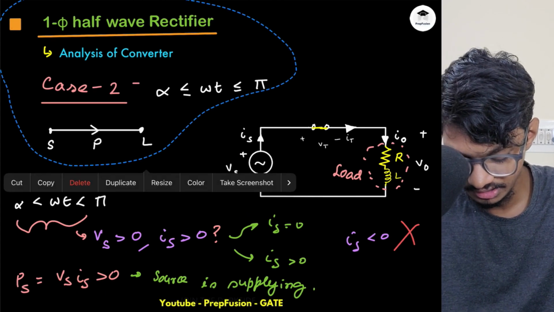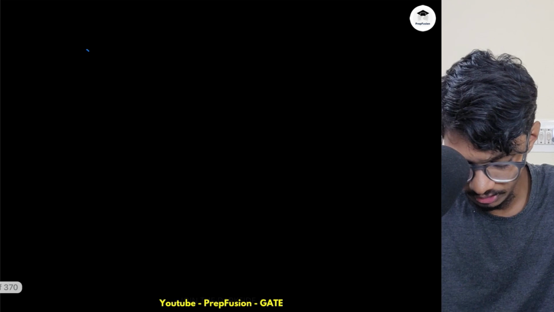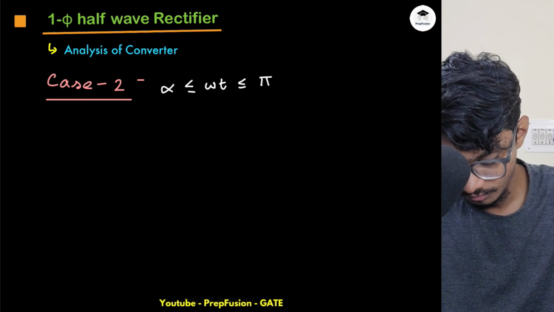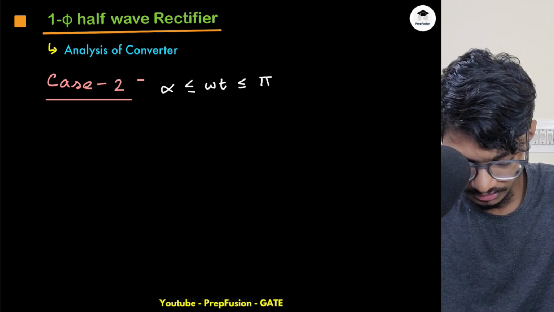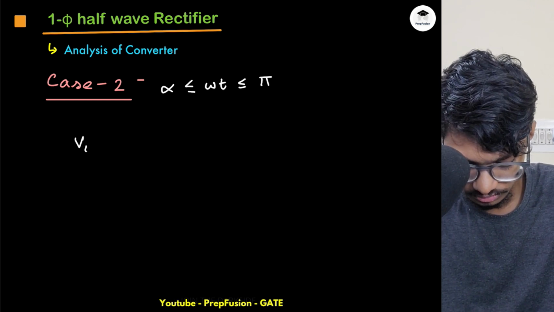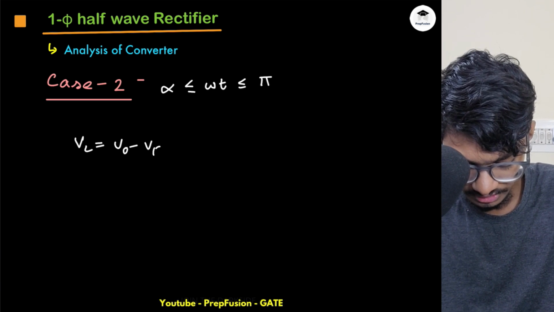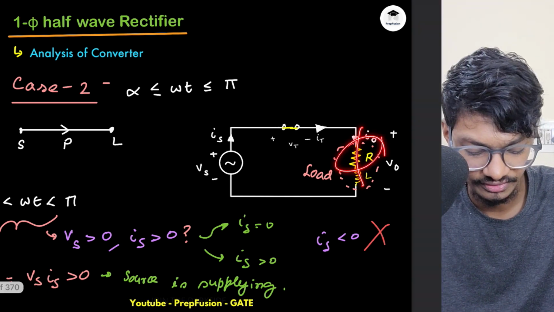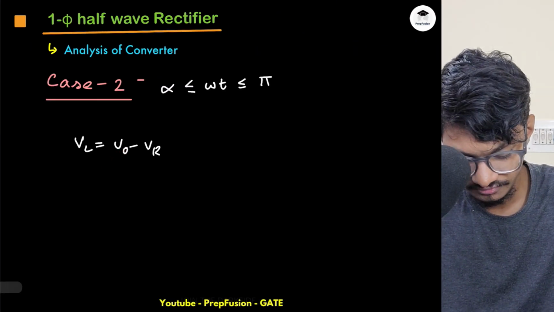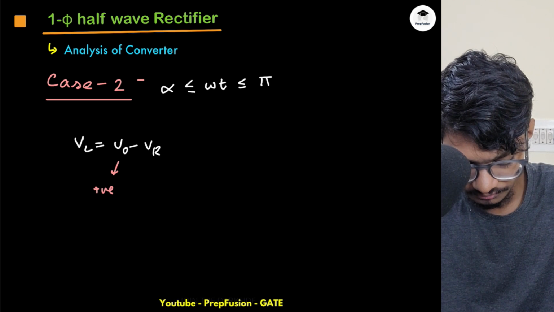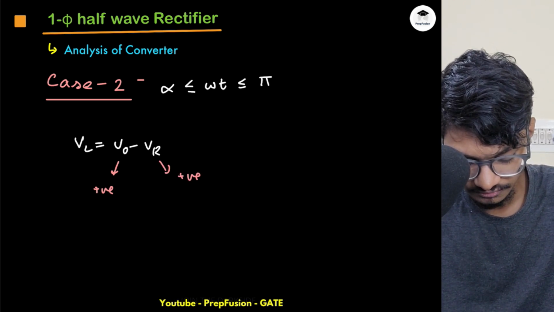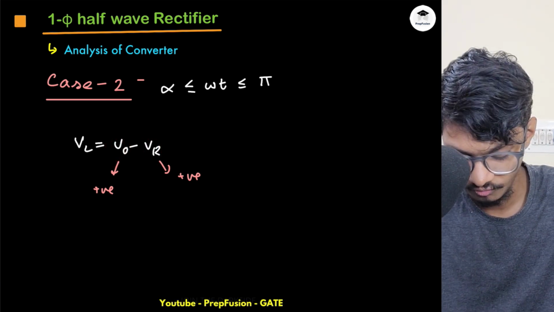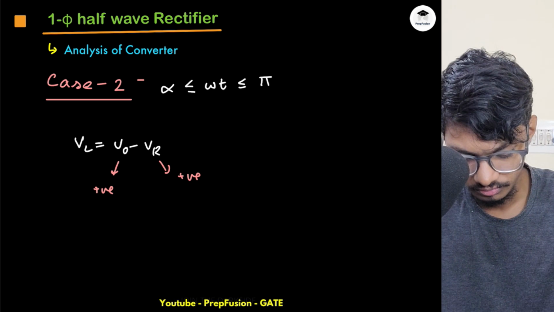Assuming at steady state some current is flowing, what can I write as my VL? When it was charging or energizing, my VL was equal to VO minus VR. You agree with this? VL will be simply the overall voltage minus VR. And in this region, VO is positive and VR is also positive. So I am subtracting from a positive number another positive number, so overall this value will be low.